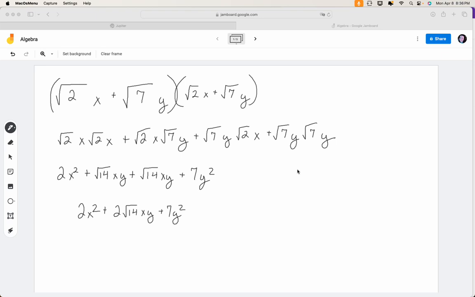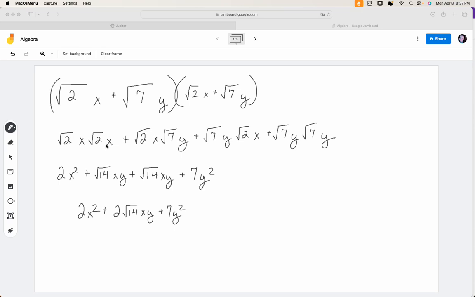All right, in this problem, the key is that the x is not under the square root sign and the y is not under the square root sign. So we have square root of 2 times x plus square root of 7 times y. Okay, so it's not the square root of 7y, square root of 2x. X and y are outside of the radical, and that's what's tripping up most people.